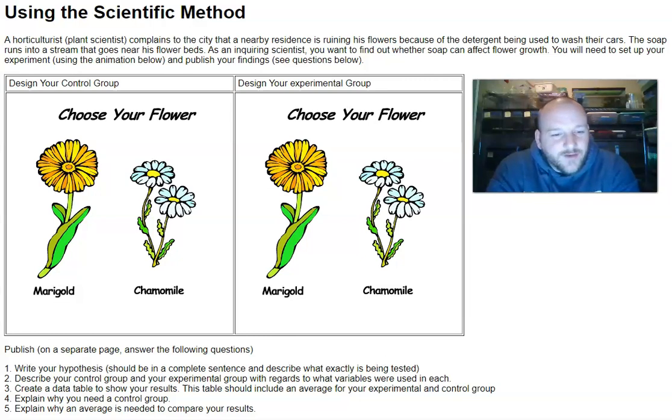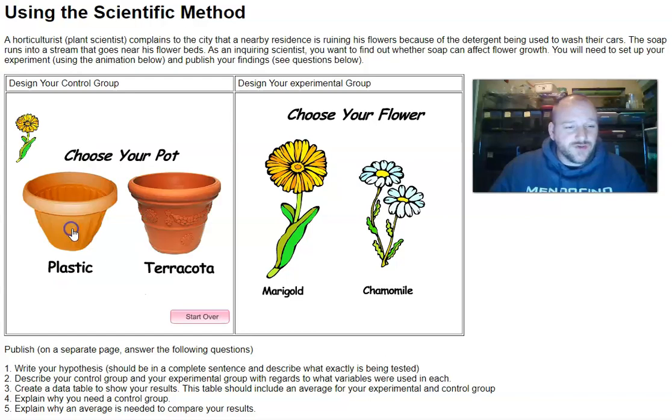Okay, this site on Biology Corner allows us to do a mock experiment looking at the effects of soap on plants. What I really like about it is it effectively gives the user an opportunity to manipulate multiple variables and see how that impacts our scenario. And so let's give it a shot.